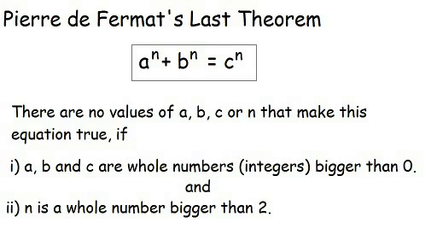What Fermat's last theorem states is that there are no integer, i.e. whole number, values of a, b, and c bigger than 0 that work in the equation if n is also an integer value bigger than 2. For instance, if n is 3, then there are no integer values of a, b, and c that will make that equation true, or if n is 4 or 5 or anything bigger.